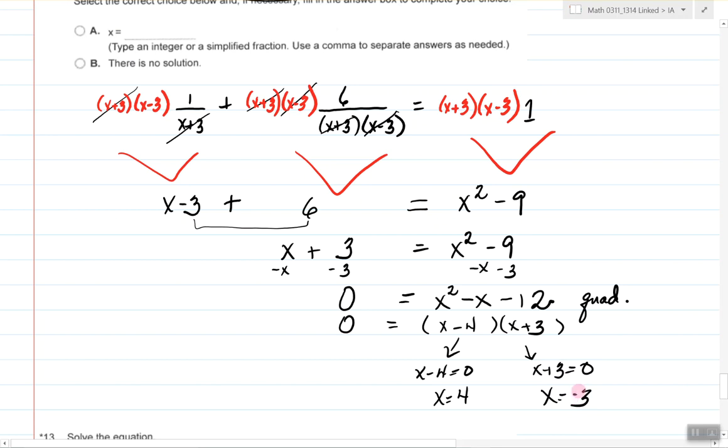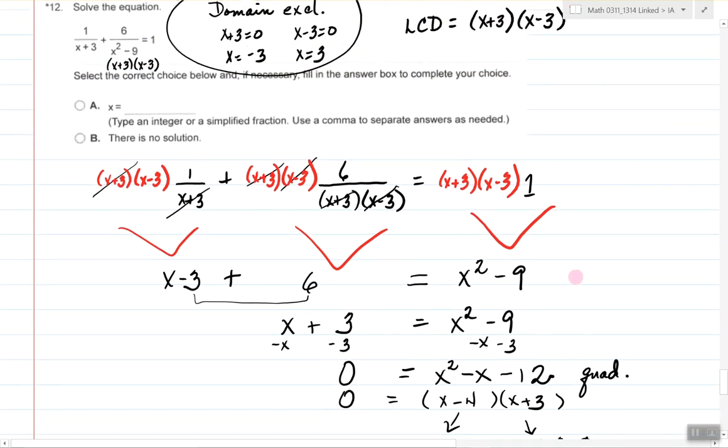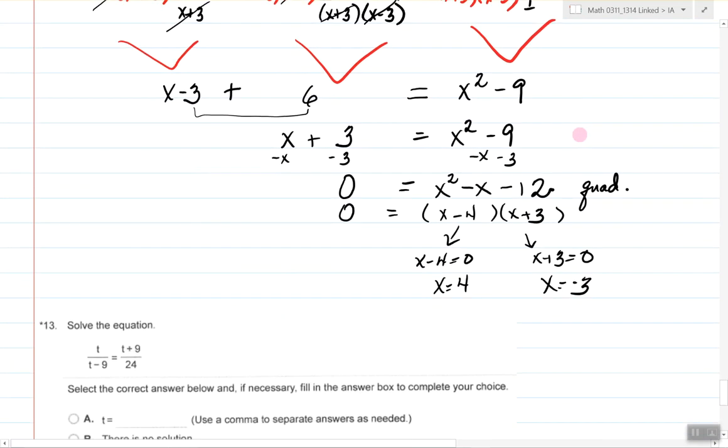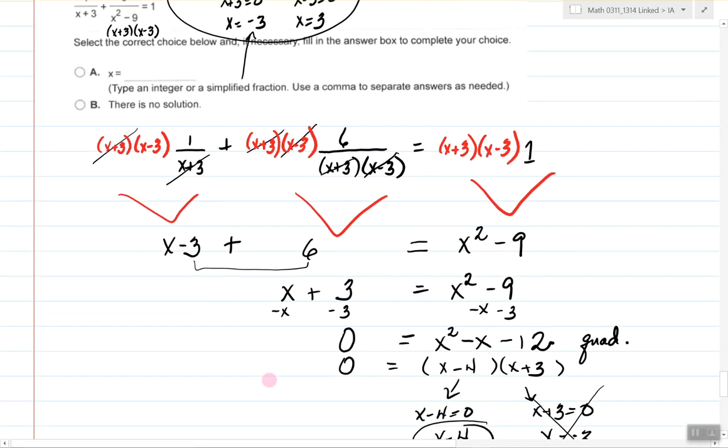And are either one of these domain exclusions? So I go back up. Oh, look there. Negative 3 is. That means this cannot be a solution. My only answer is x is 4.